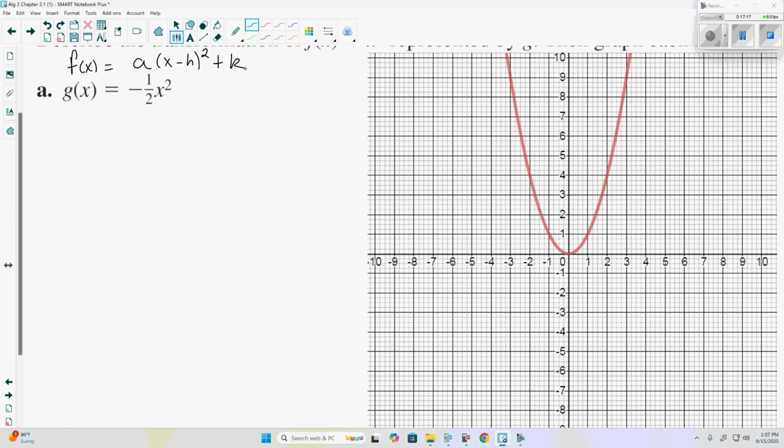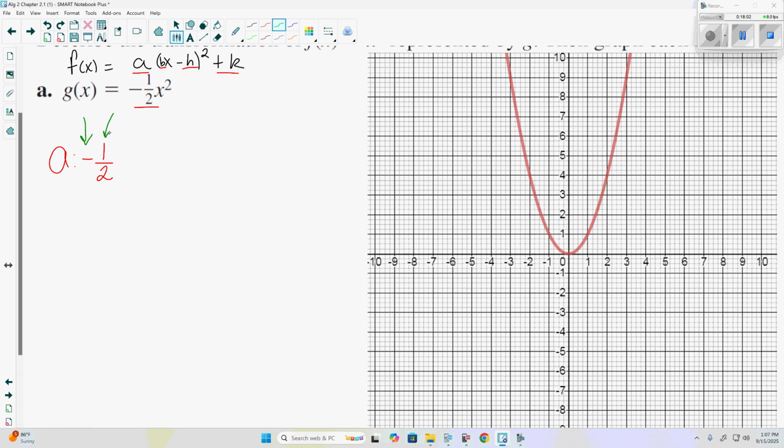Now, if we look at this first example, is there a value for k? No. Is there a value for h? No. Is there a value for b? Because b, what I call b, is specifically inside the parentheses. Do we have parentheses written? No. So do we have a value for b? No. What we do have, this negative 1/2 is taking the place of a, yes? So our a is negative 1/2.